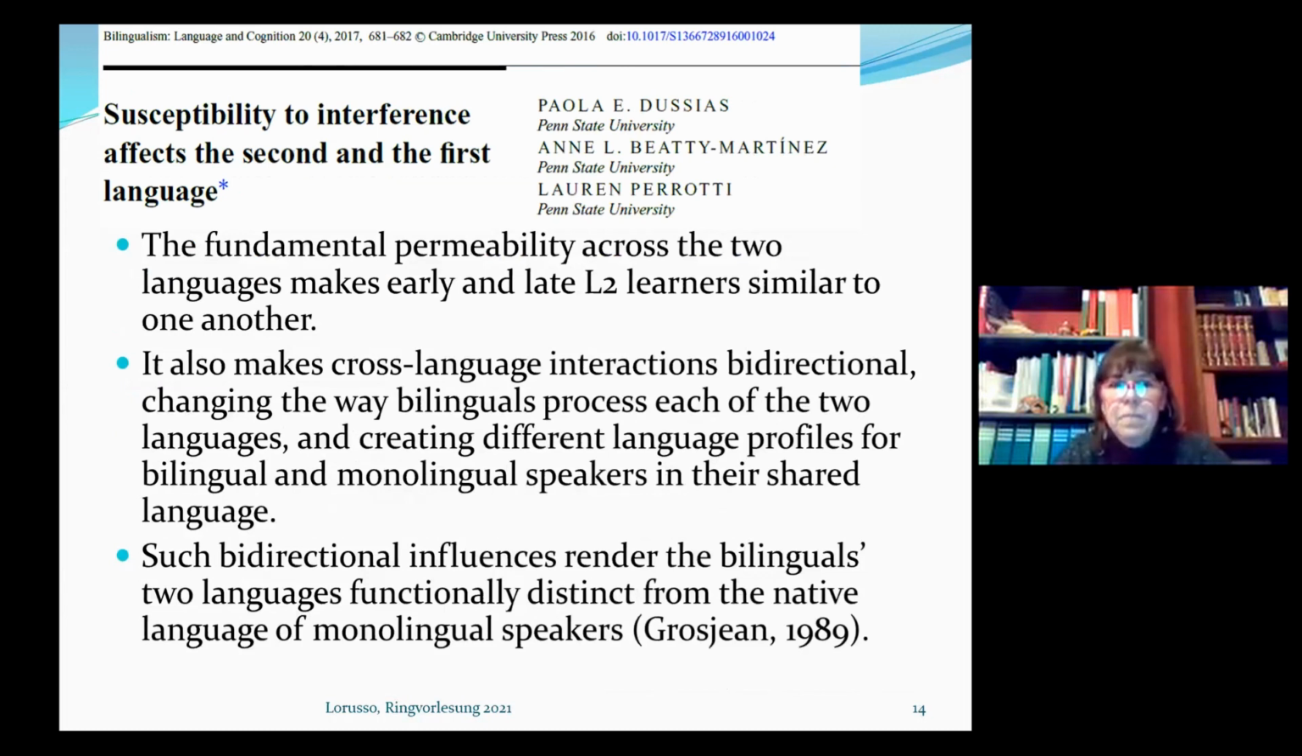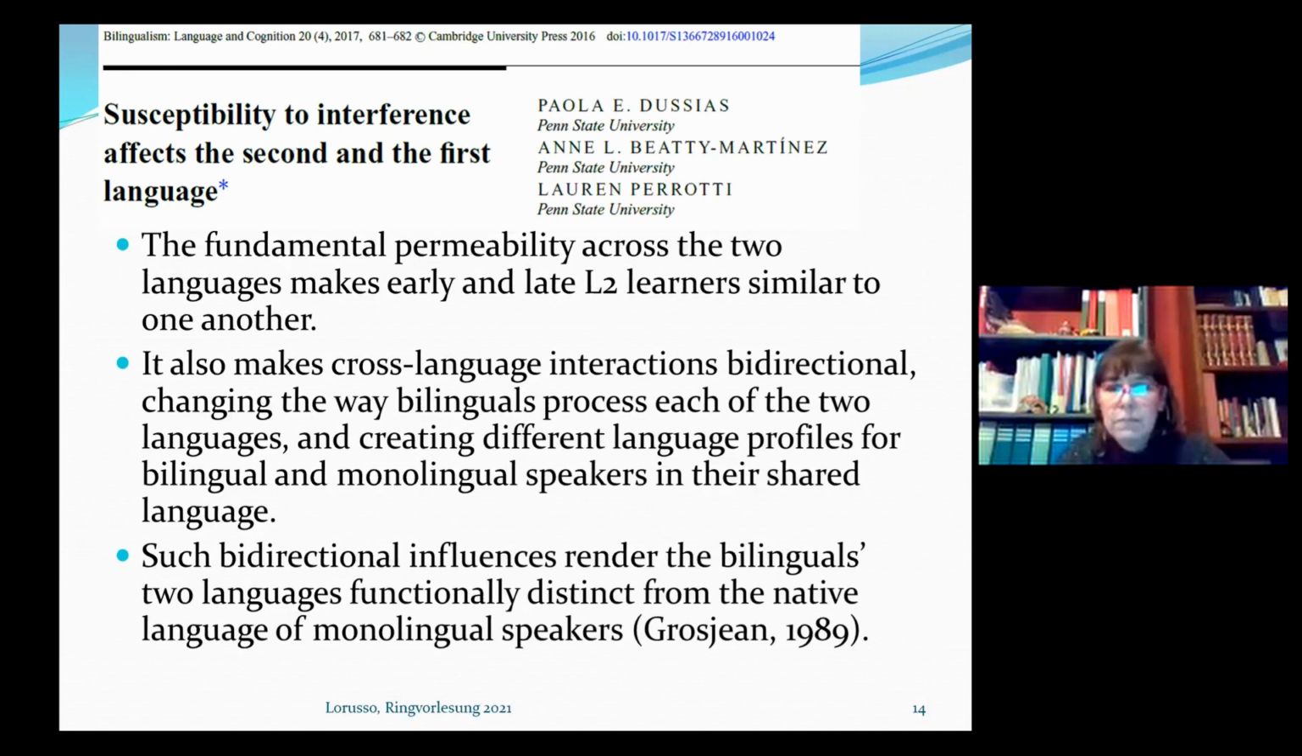So interference between the second and first language is a normal phenomenon, and the permeability across the two languages makes early and late L2 learners more similar to each other than was thought before, when it seemed that the time of acquisition was one of the main factors. Now we know that it is important, of course, but it is not so determinant as it was said before.